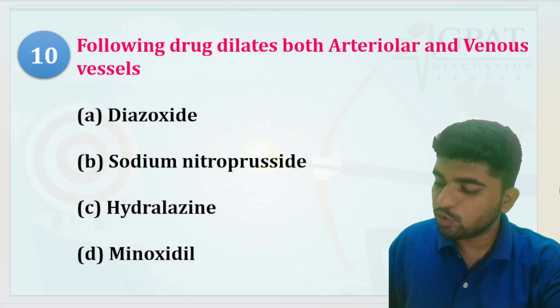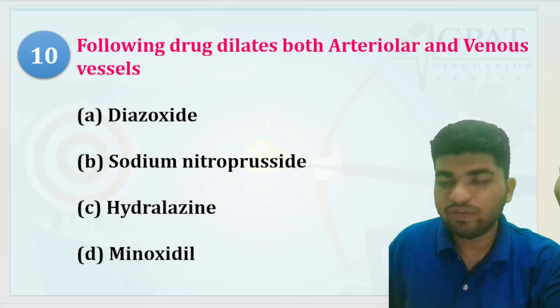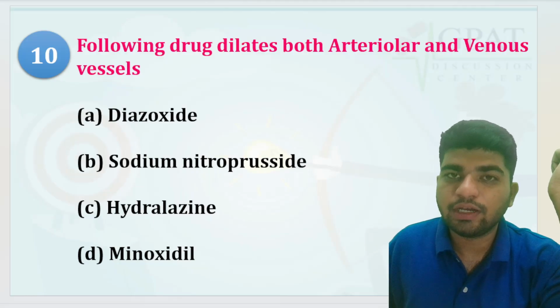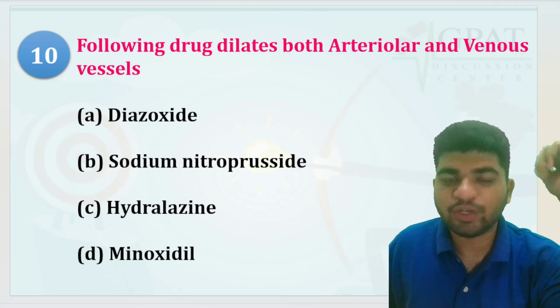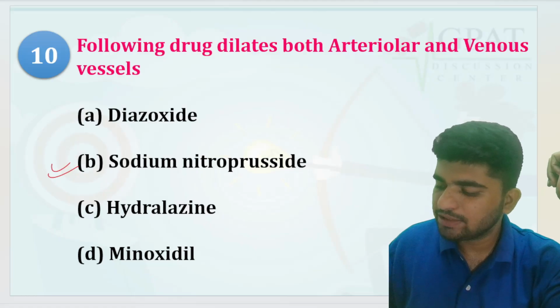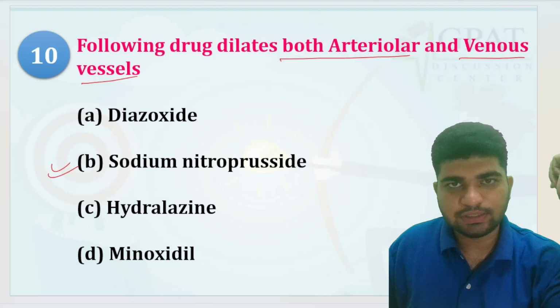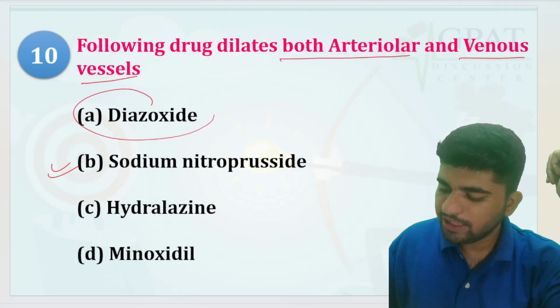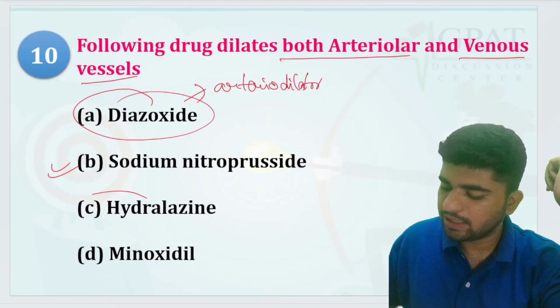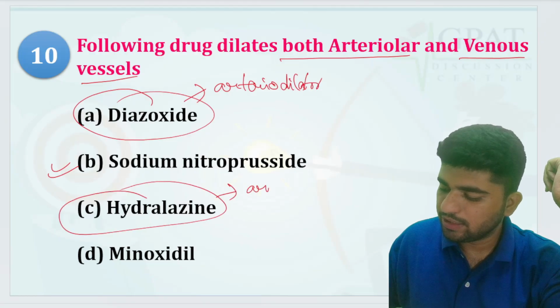Which of the following drugs dilates both arteriolar and venous vessels? In the first or second question I asked how sodium nitroprusside lowers the BP. Here you have the answer: sodium nitroprusside dilates both arteriolar and venous vessels. Diazoxide is an arteriolar dilator. Hydralazine is an arteriolar dilator.